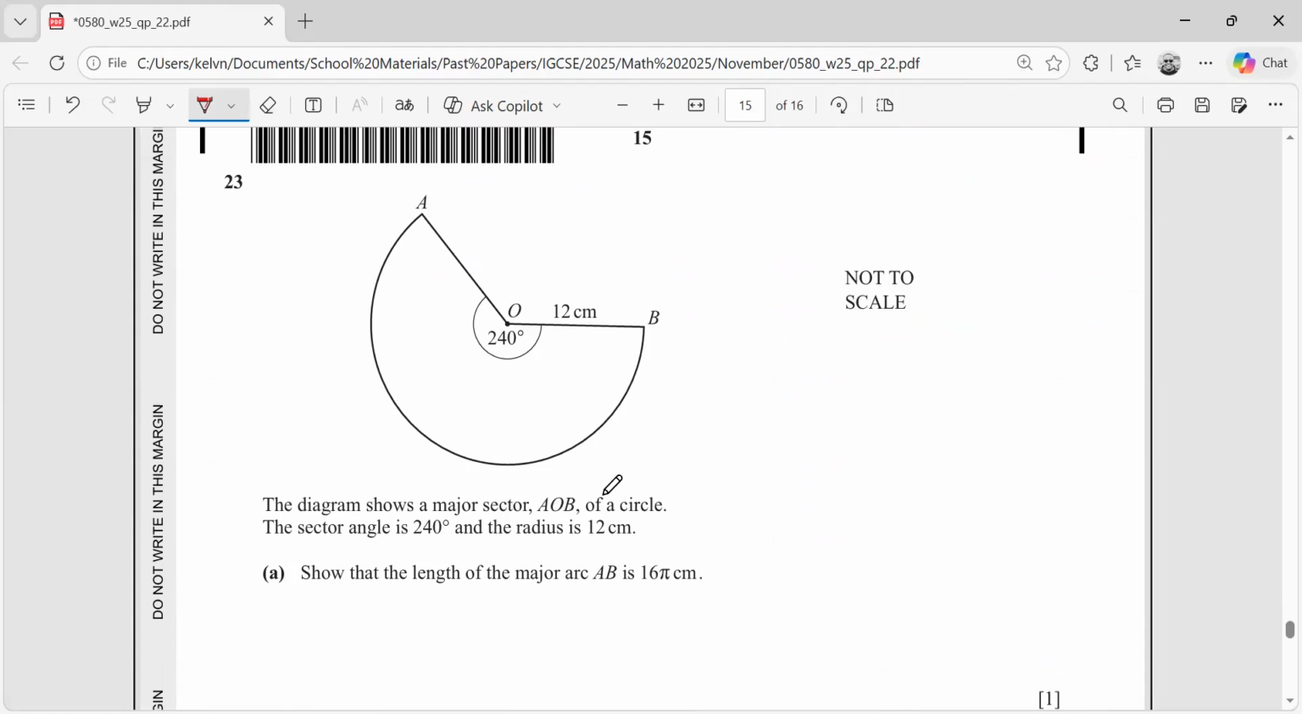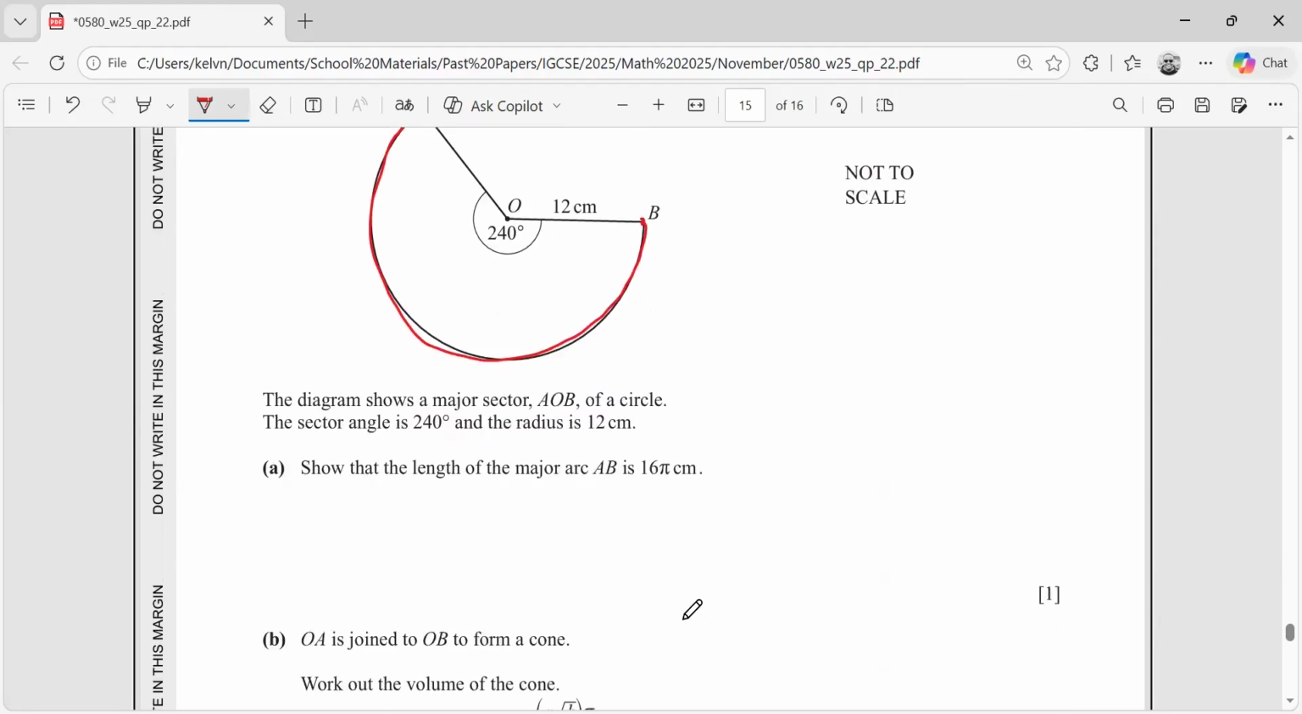So for number 23, we are given a shape here. We are told the diagram shows a major sector, AOB, of a circle. The sector angle is 240 degrees and the radius is 12 centimeters. Show that the length of the major arc, AB, is 16 pi centimeters. So basically you're going to show the calculation that gives you 16 pi. Going all the way from this point to this point, that's the arc we are looking at.